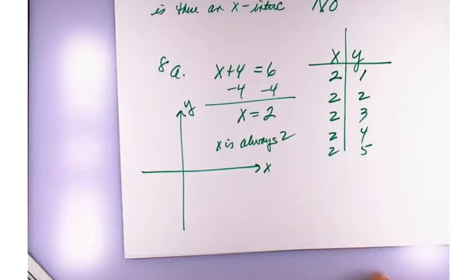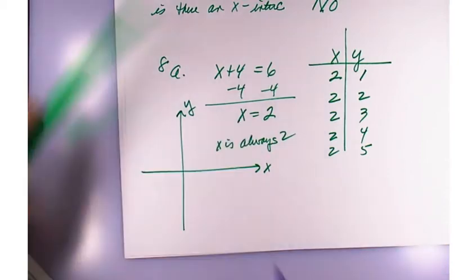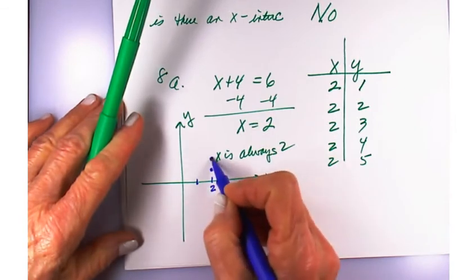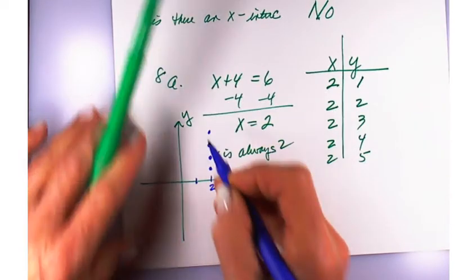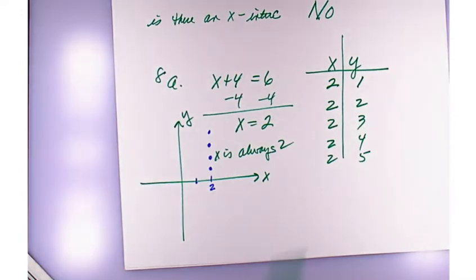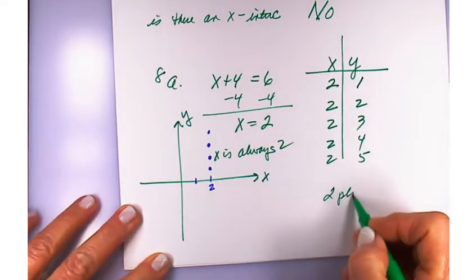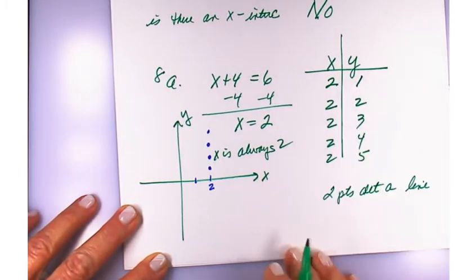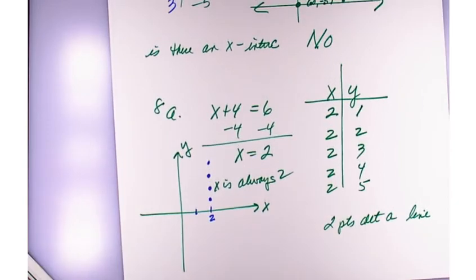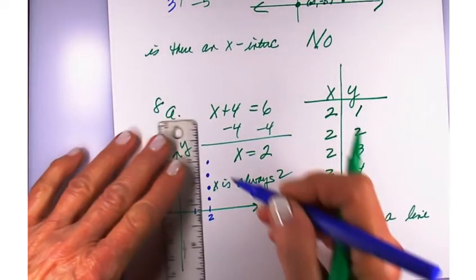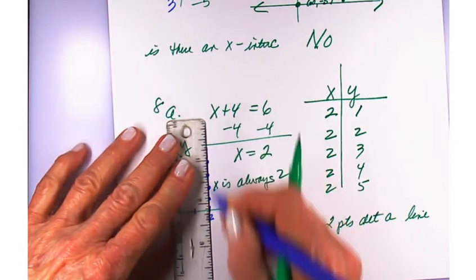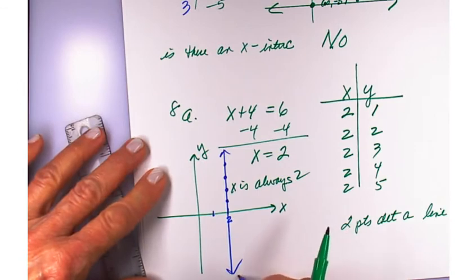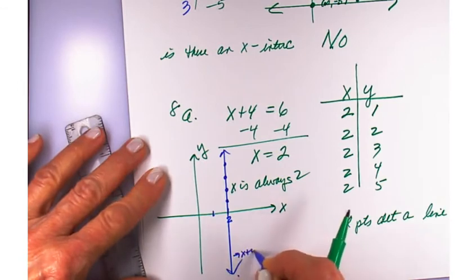I'm going to plot 2, 1, 2, 3, 2, 4, 2, 5. Remember, 2 points determine a line. I don't need to plot 5 points. 2 points will do the trick. And a third point is usually the check, but you don't need 5. So now we have this graph right here. This is actually x plus 4 equal to 6, or x equal to 2.